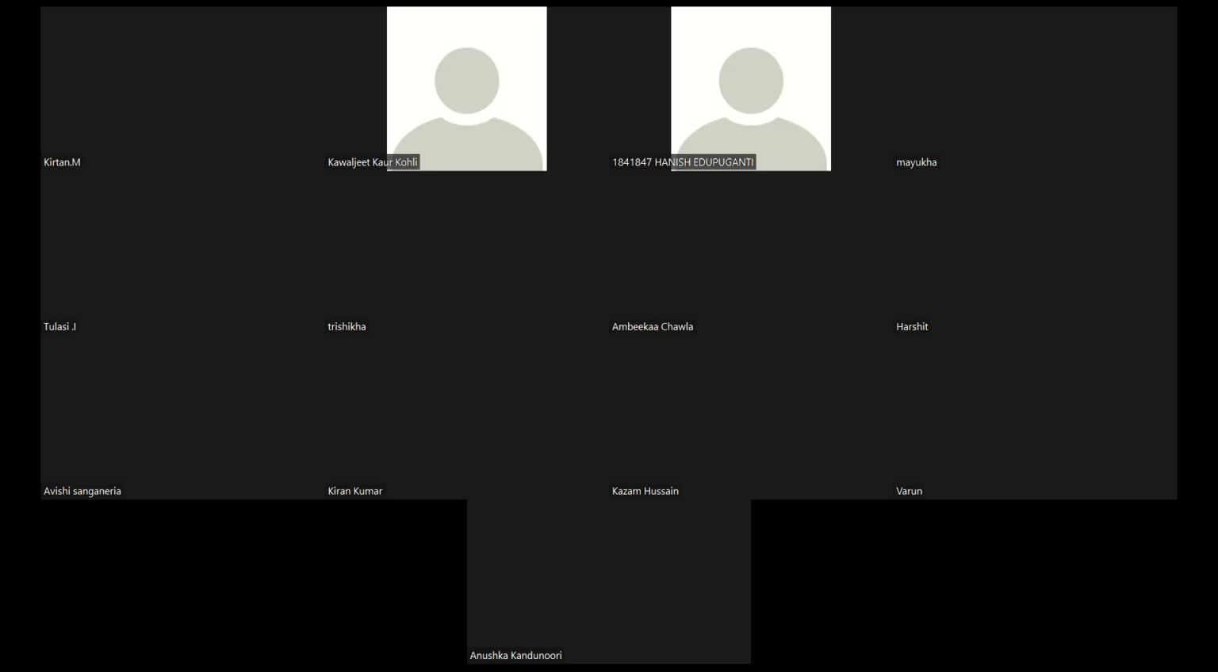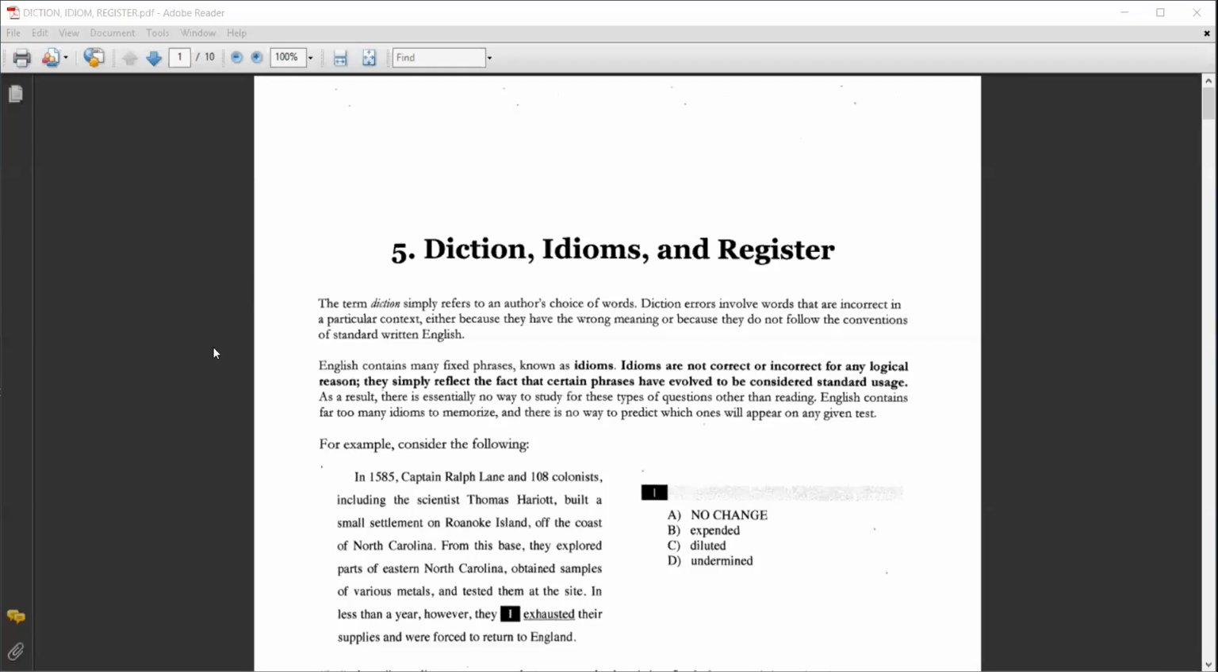Another very important topic. When it comes to diction, idioms, and register, it's a very small and minute topic. But what you need to remember with this particular topic is that you need to learn by heart a lot of things in this chapter. The idioms that we are taught in school in English are not the idioms we are talking about. These are different. So let me first show you the PDF. Can you see?